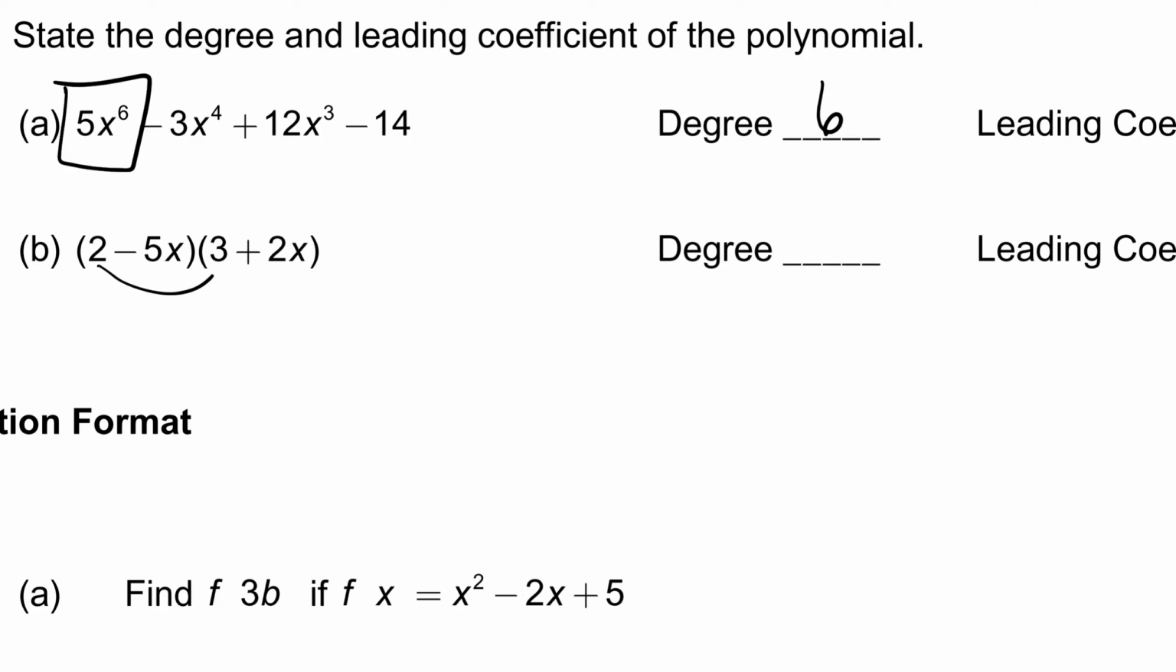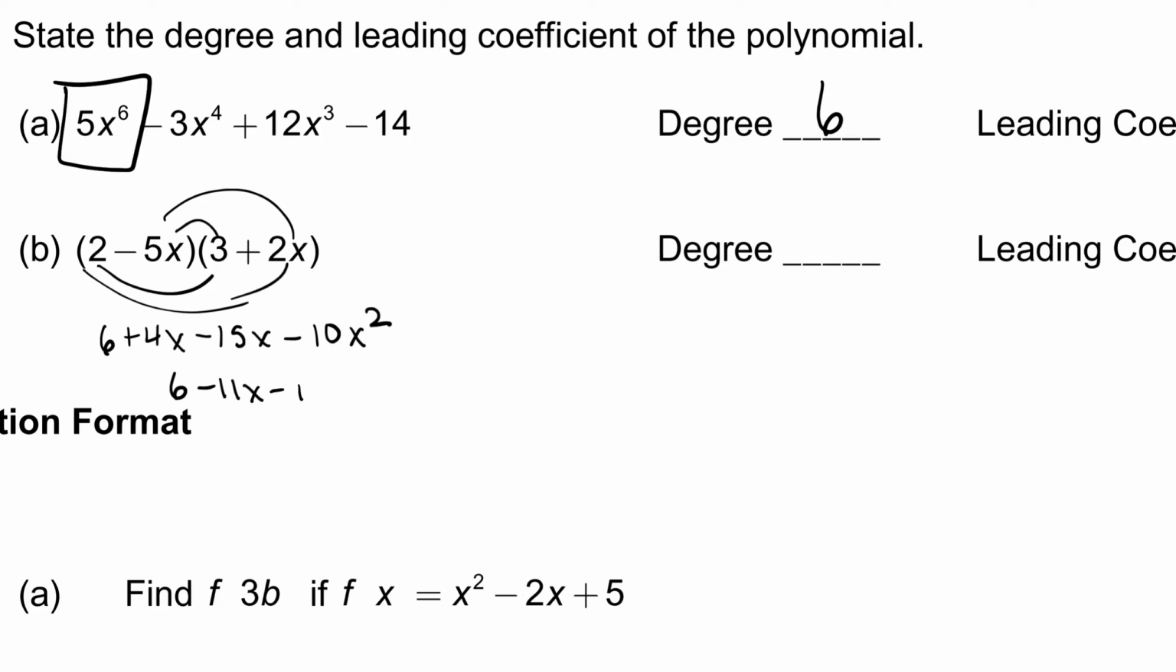So if I FOIL first: 6, outer, plus 4x, inner, minus 15x, and last, minus 10x squared. First, outer, inner, last. So let me simplify this a little bit. So I have 6 minus 11x minus 10x squared. Kaylin, is this in, oh, no, Kobe.